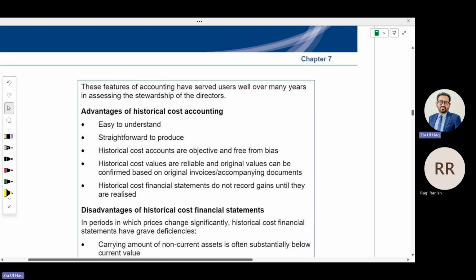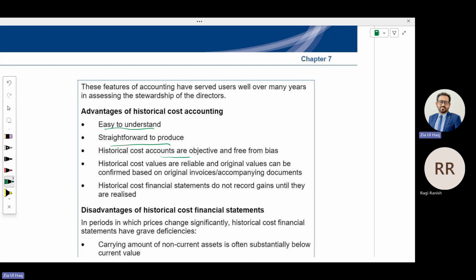These features of accounting have served users well over many years. It is traditional and widely used. What are the advantages? Easy to understand. Straightforward to produce: cost, less limited depreciation. We don't need to look for market value, active market value, specialist expert value, calculating a discount factor, or value in use.